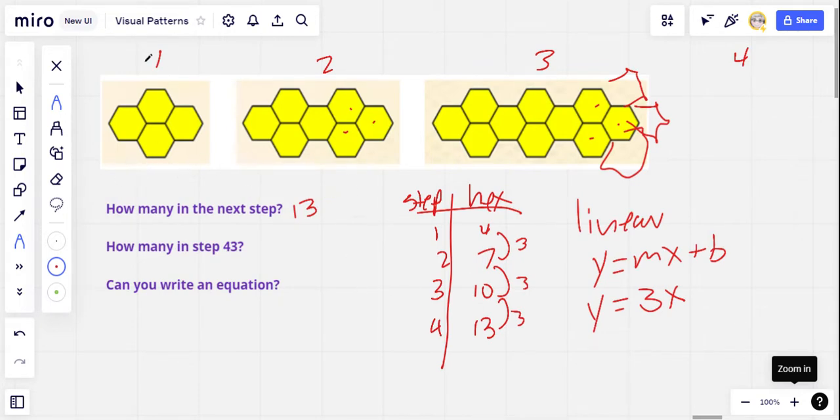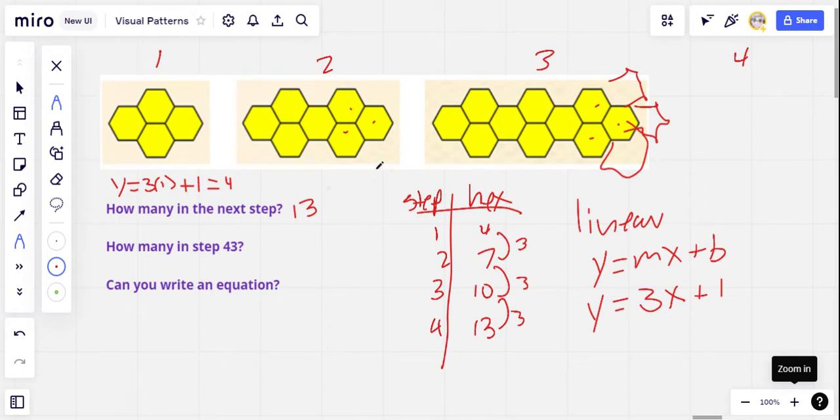So let's try step number 1. So y would equal 3 times step number 1. I'm putting the 1 in for x. And if I left it at that, 3 times 1 would be 3, but I've got 4 here. So it looks like I'd need to add 1 more to make 4. So we can put 1 more here on our formula and on our equation and call it 3x plus 1.